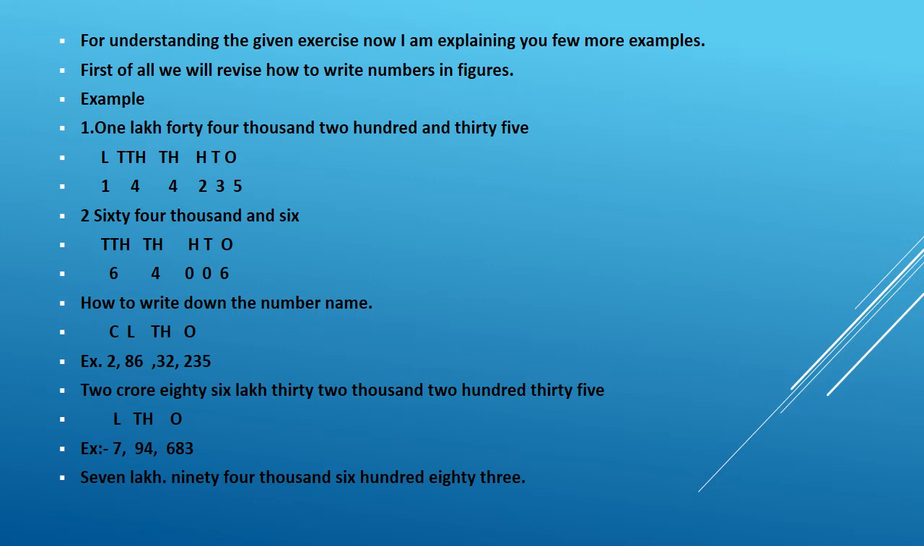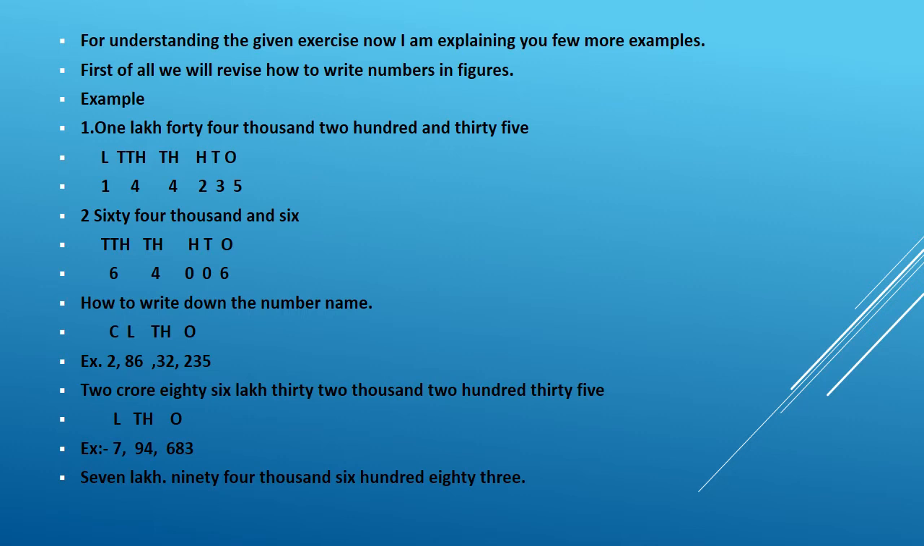Next example is how to write down the number name. First of all, write down the place value: ones, tens, 100, 1,000, 10,000, lakh, 10 lakh, crore. Over it write down the periods: ones period, thousand period, lakh period and crore period. Now according to the periods we can write down the number name. 2 crore, 86 lakh, 32,235.